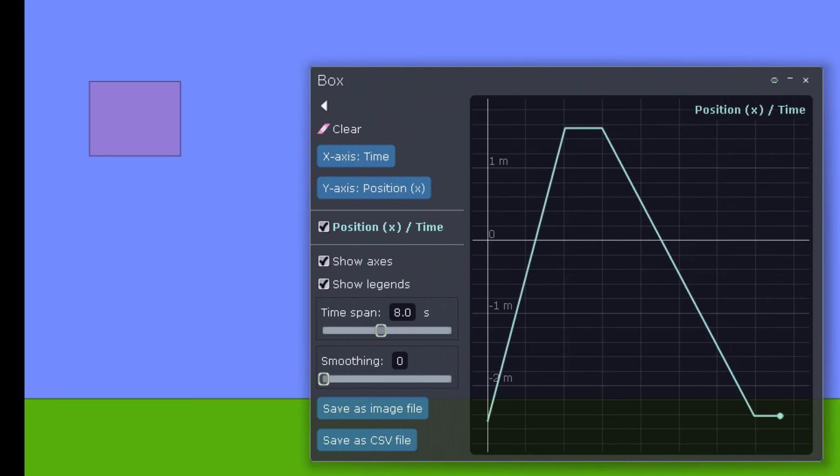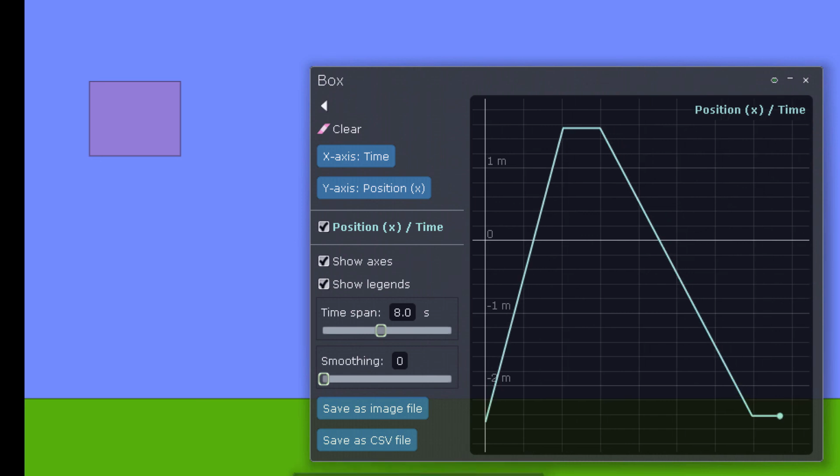It's the exact same thing, almost the exact same thing that we saw on the worksheet. Now there's one important difference.